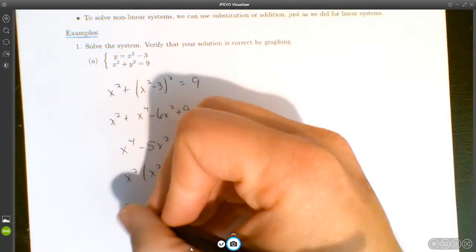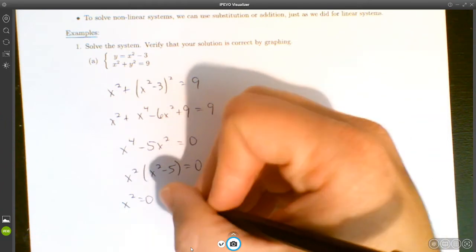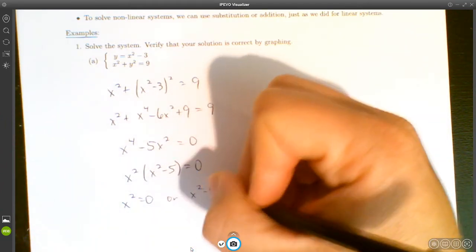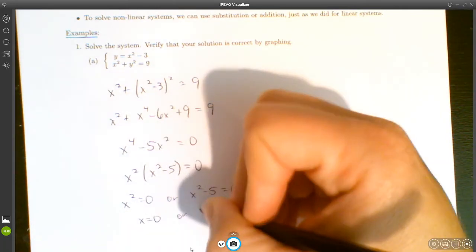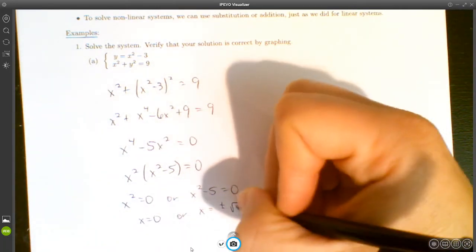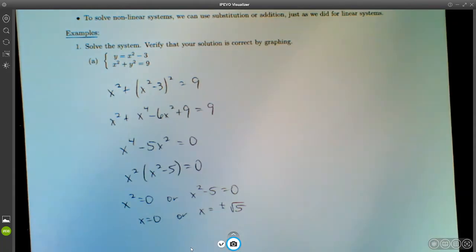Okay, so what do I get? I get x squared equals 0 or x squared minus 5 equals 0. And that means that x equals 0 or x equals plus or minus root 5. Now, remember, I'm solving a system here. So I need to know the y coordinates that go along with these x coordinates. So you're not done just when you get your x coordinates. You need to know the y coordinates as well.